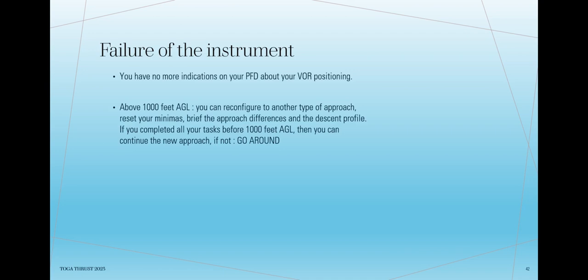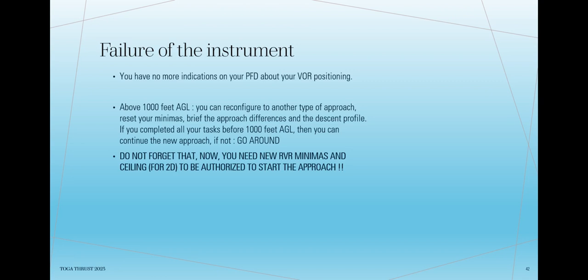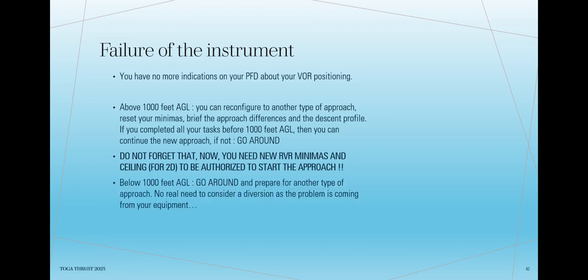Failure of the instrument. You have no more indications on your PFD about your VOR positioning. Above 1000 feet AGL, you can reconfigure to another type of approach, reset your minimas, brief the approach differences and then, before 1000 feet AGL, you can continue the new approach, if not, go around. Do not forget that, now, you need new RVR minimas and ceiling, for 2D, to be authorized to start the approach. Below 1000 feet AGL, go around and prepare for another type of approach.